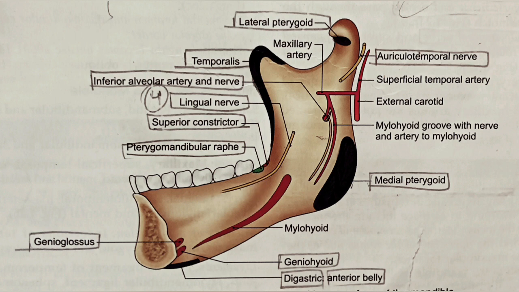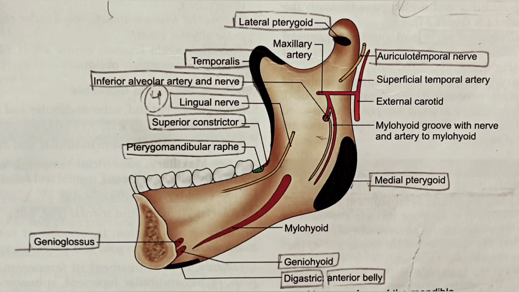The next muscle is the superior constrictor muscle. It is the muscle of the pharynx and it arises from an area above the posterior end of the mylohyoid line. As we have discussed, the mylohyoid muscle is attached on the mylohyoid line. So below this mylohyoid muscle there is the mylohyoid line. On the posterior surface of the mylohyoid line, the superior constrictor muscle is present above the posterior end of the mylohyoid line.